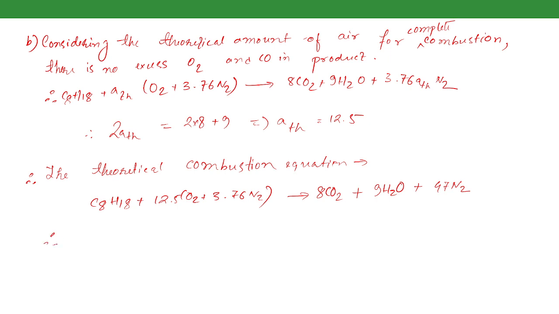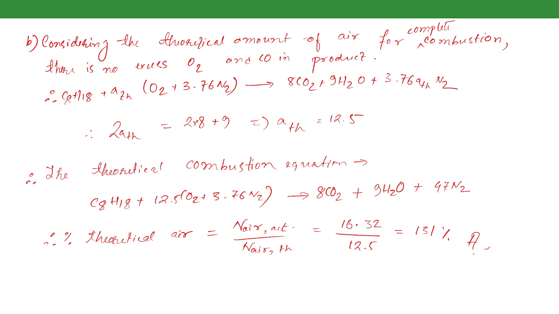Therefore, percentage theoretical air is the actual number of moles of air by number of moles of air in theoretical. So this is 16.32 by 12.5, which is 131%. Okay, so that is 131% of the theoretical air is being used for the actual combustion process here. That is, there is an excess of 31% of air for the combustion process.